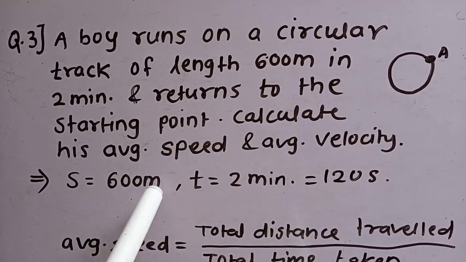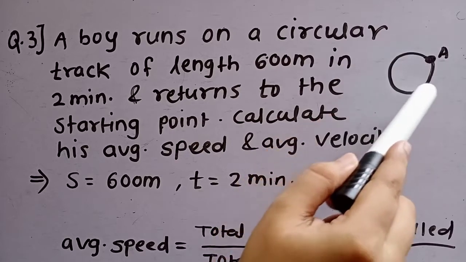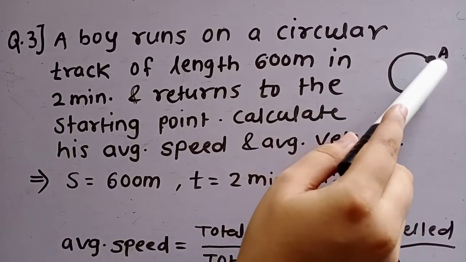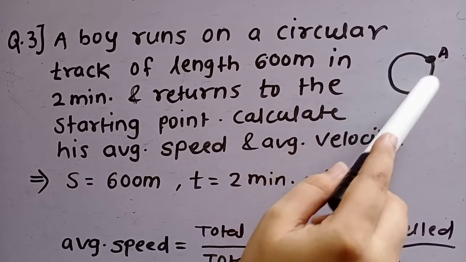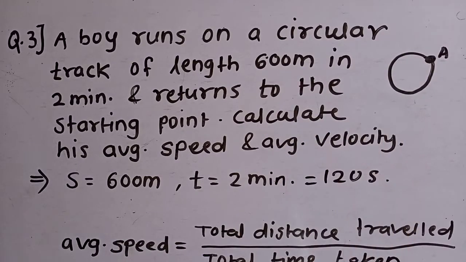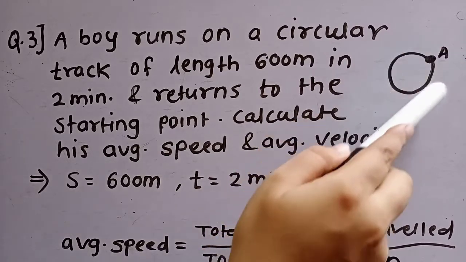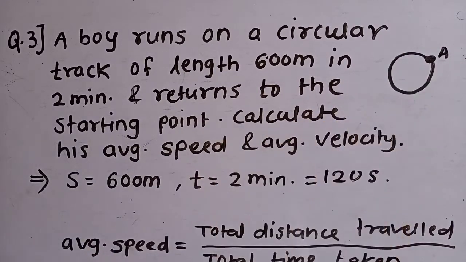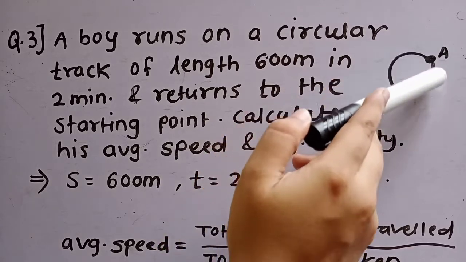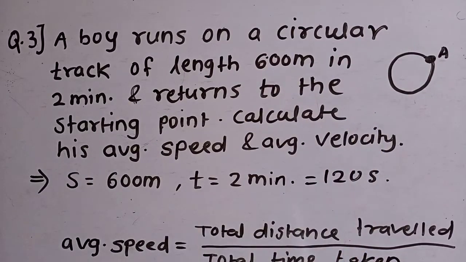Now you have to calculate its speed and velocity. One thing you have to notice here: the boy starts from point A and returns to point A. In this case, the distance covered is 600 meter, but what is displacement? Displacement is the minimum or shortest distance between the initial and final point. There is no difference between the initial and final point, so displacement is 0. So velocity will be 0, because velocity is equal to displacement upon time taken. There is no displacement, so 0 upon anything, the answer is 0.